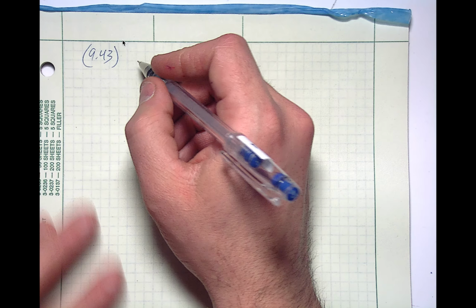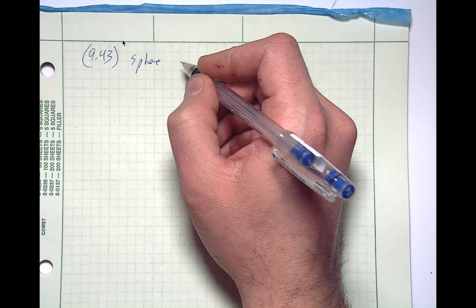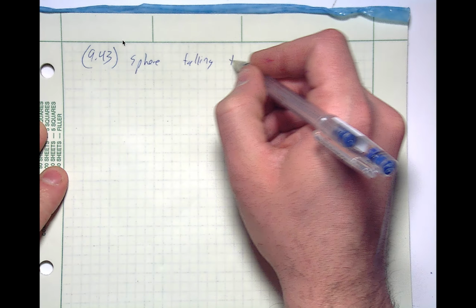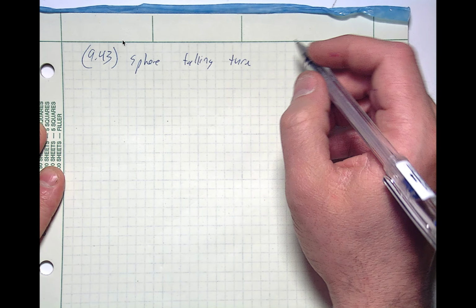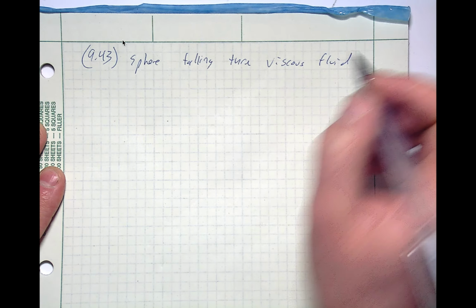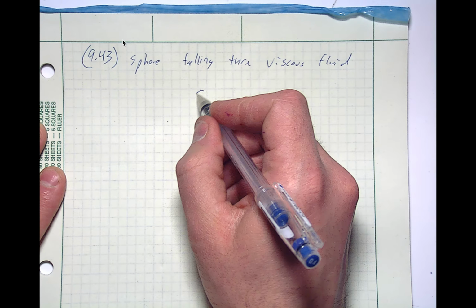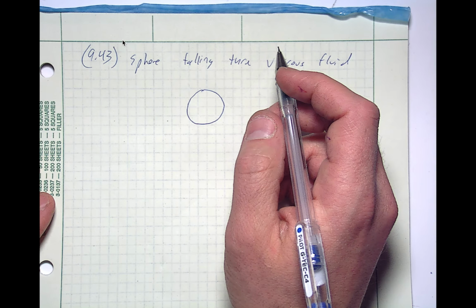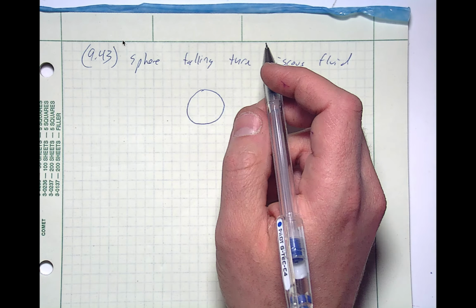But here we just have a sphere falling through really, really highly viscous fluid. And what's nice here is I don't have to deal with any numbers, and there's no angles.